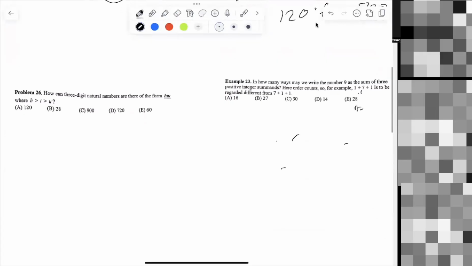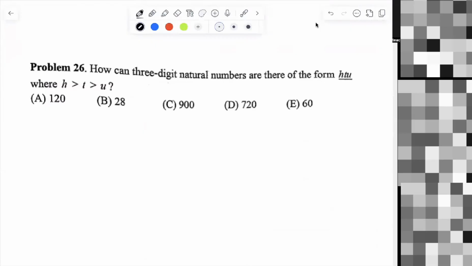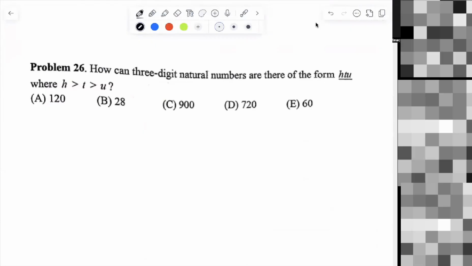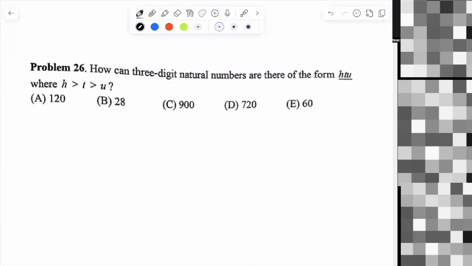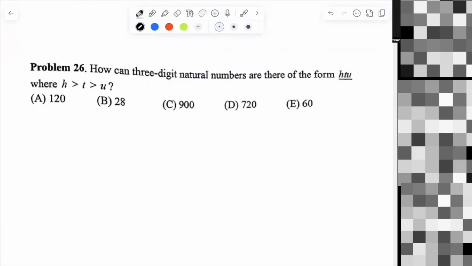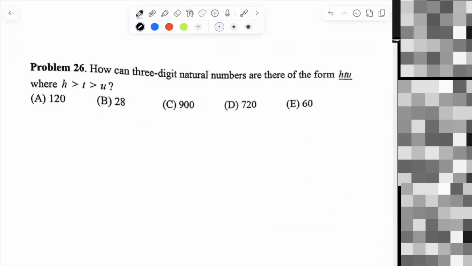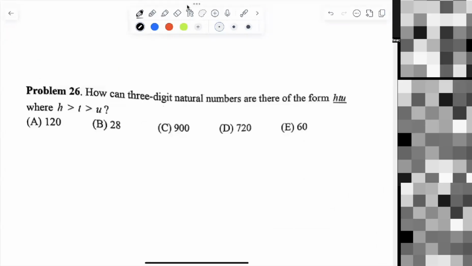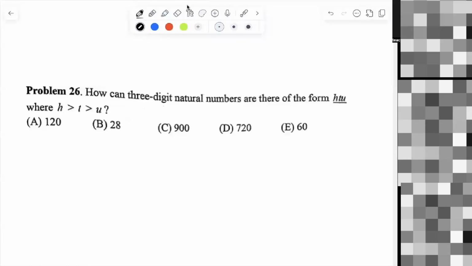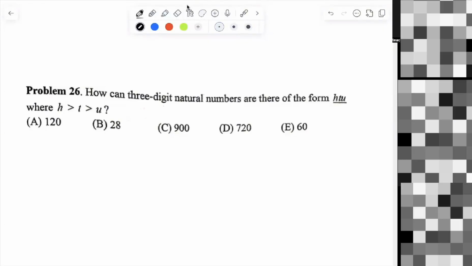Now let's move on to problem 26. How many 3-digit natural numbers are there of the form HTU where H is greater than T is greater than U? Alright. So basically, how many 3-digit natural numbers where H is greater than T is greater than U?